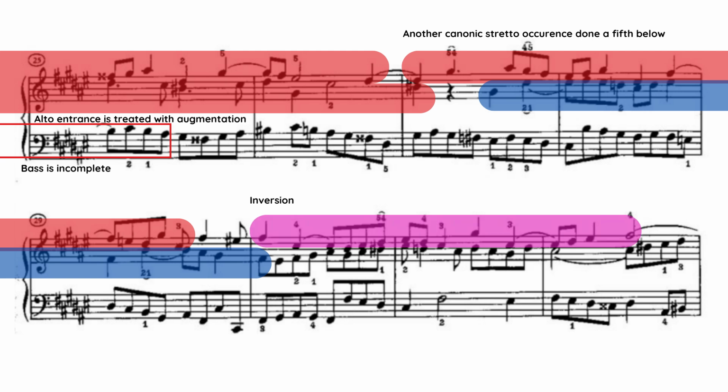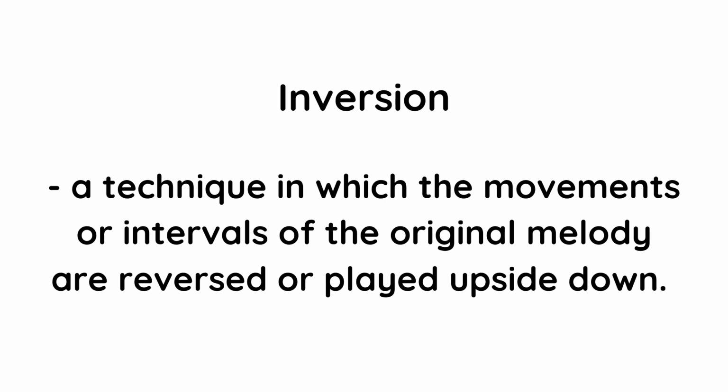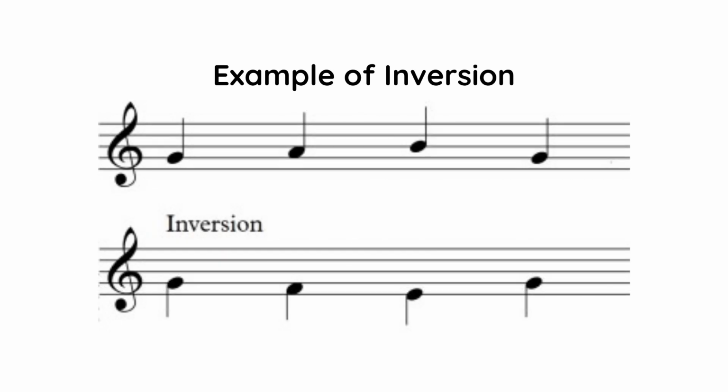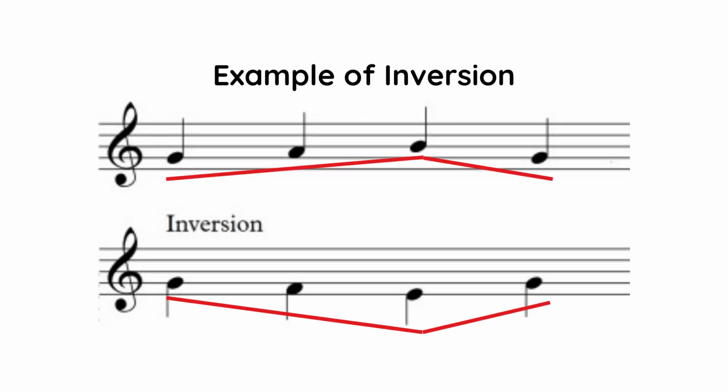I marked this appearance in pink so we can easily recognize inverted entries. Now, an inversion is an approach in which the movements or intervals of the original melody are reversed or played upside down. This technique is used to create variety, highlight different aspects of the melody, and create new textures. For instance, let's have an example. As you can see, the direction of the notes is moving in exact opposites, as if the notes below are reflections of the one above.